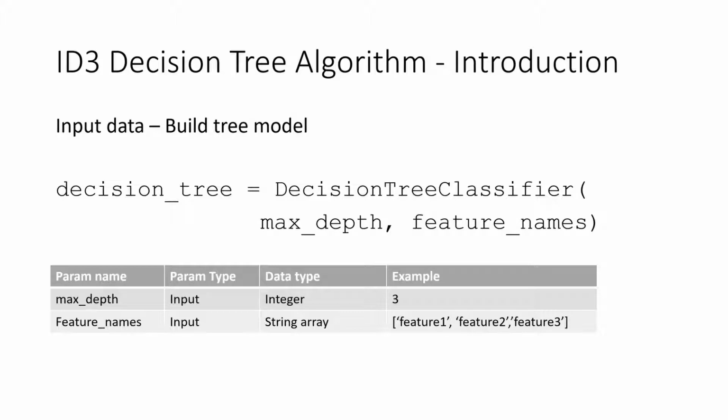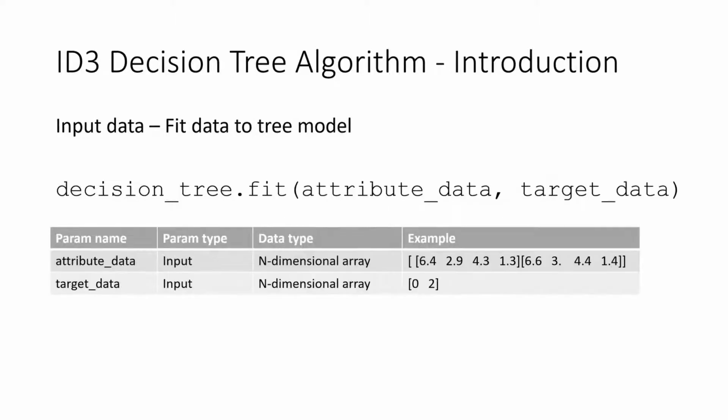This is how we build our decision tree model. The decision tree classifies a class constructed by two inputs. The max depth is an integer that describes how many levels the tree may have. The feature names is an array of strings.